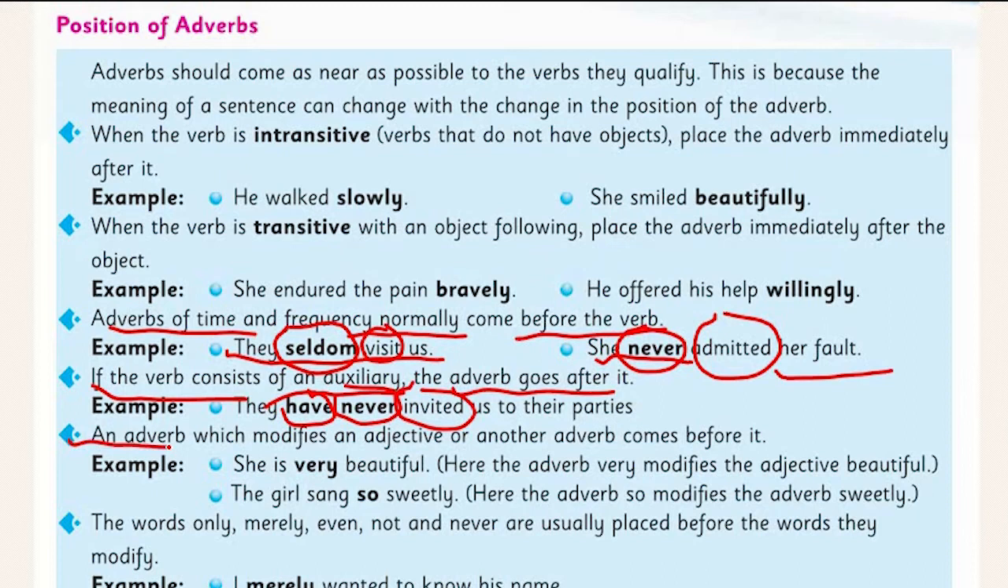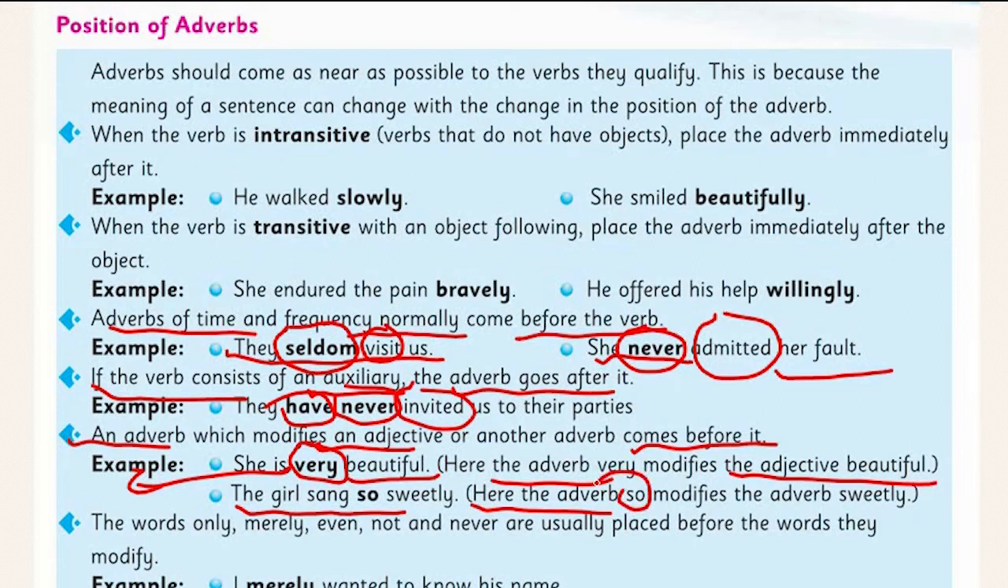An adverb which modifies an adjective or another adverb comes before it. The adverb which modifies an adjective or an adverb comes before that adverb or adjective. For example, she is very beautiful. Very is an adverb here and beautiful is an adjective here. Here the adverb very modifies the adjective beautiful. The girl sang so sweetly. Here the adverb so modifies the adverb sweetly. So is an adverb here and sweetly is an adverb.